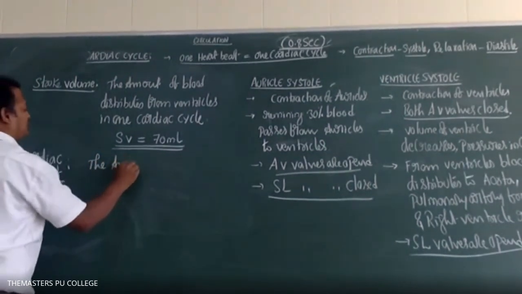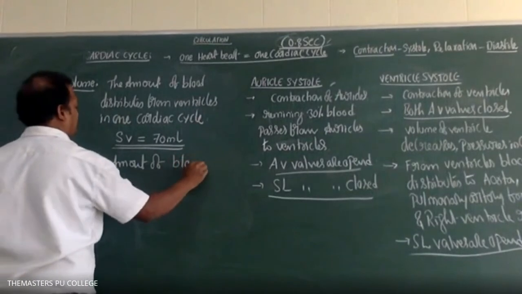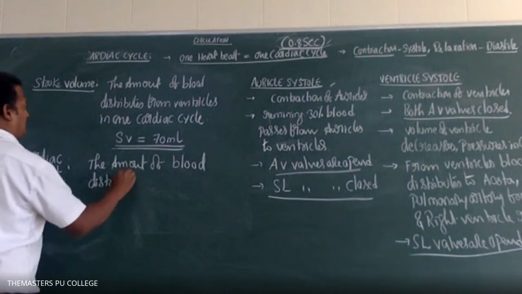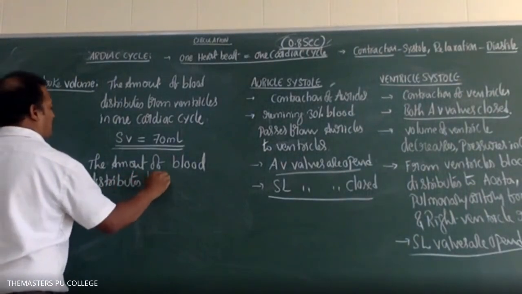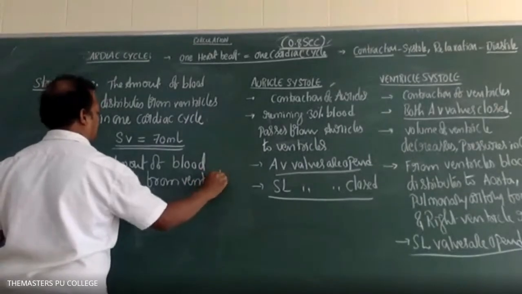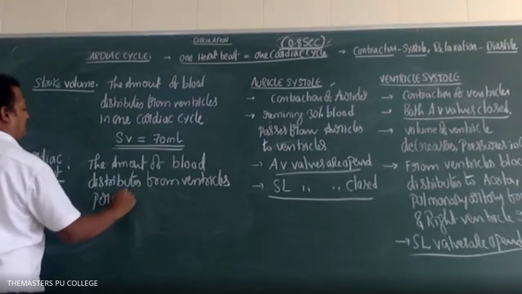Cardiac output means the amount of blood distributes from ventricles per minute.